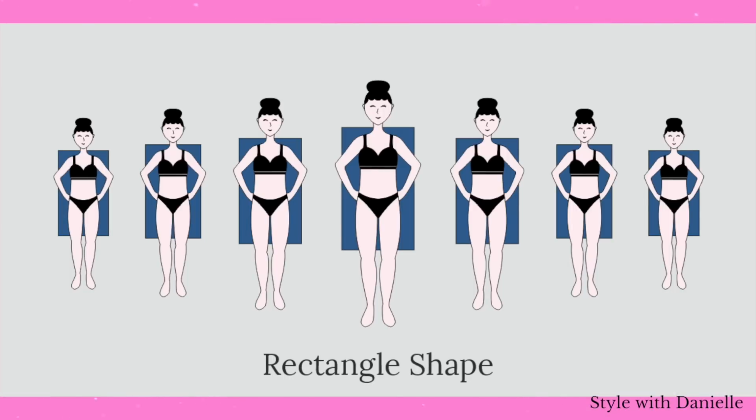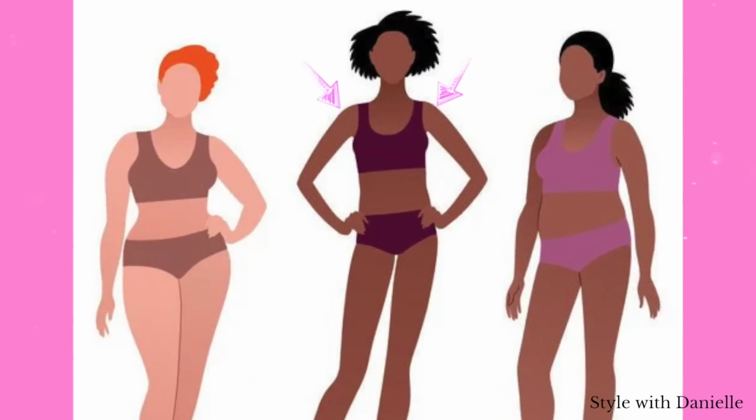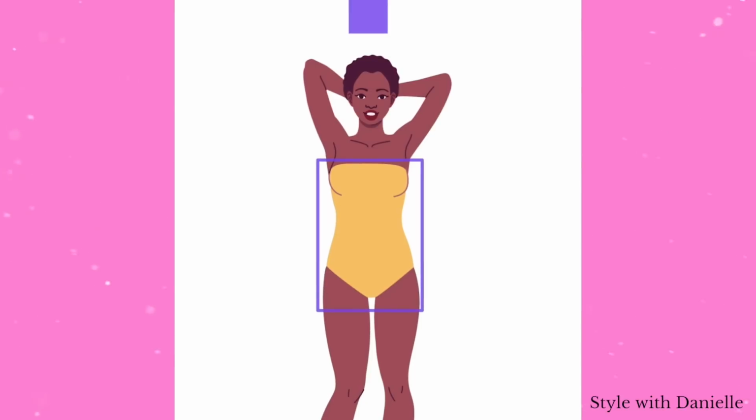So let's first make sure we are on the same page when it comes to rectangle shapes. Rectangle shapes are defined as having a shoulder width, a waist, and a hip width that are all about the same. So you got that rectangular, or some people may call it square. I would say rectangle is probably more accurate. The key thing though with rectangle shapes is that you might realize that you don't really have a defined waist, but we can do things about that.